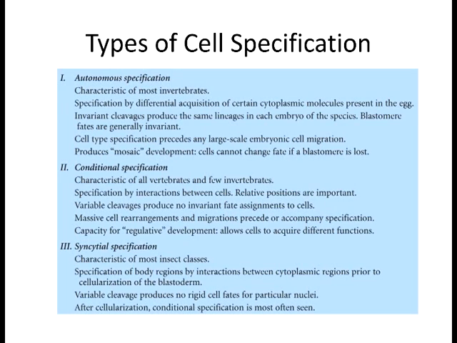Each organism has a main way in which its cells go through the specification process. This is just to help you understand some of the mechanisms of development. So these are the three main concepts.